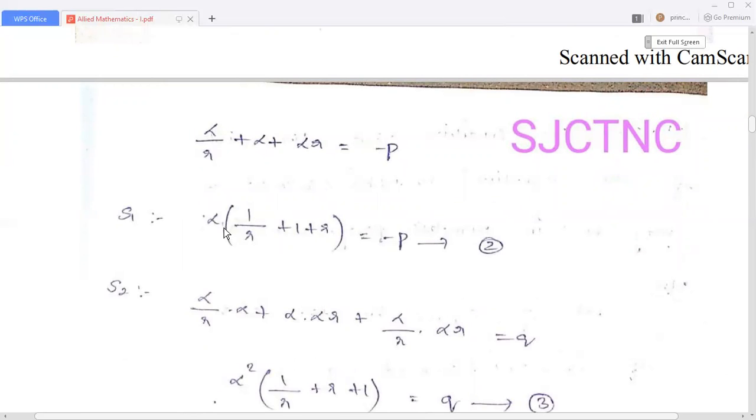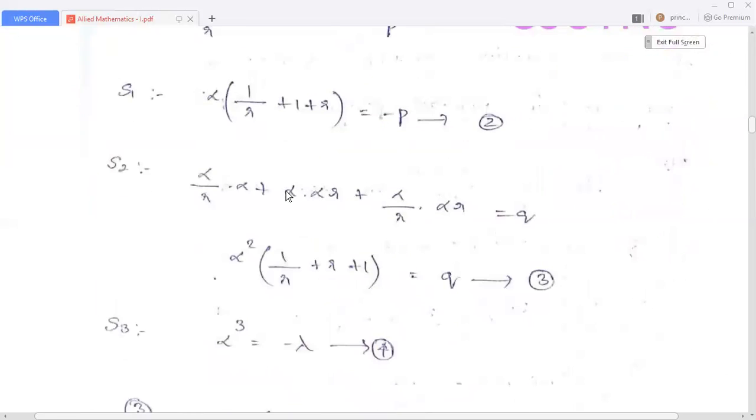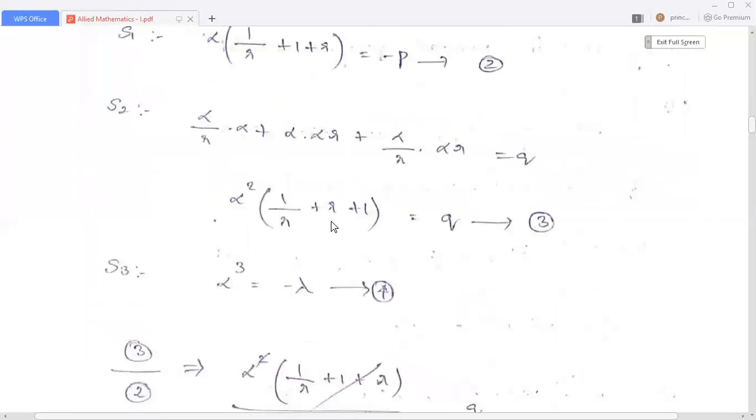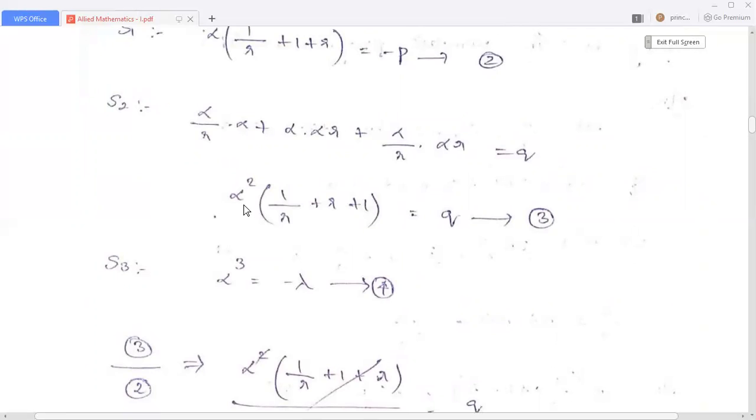So here take out the common element alpha. So we get the remaining values 1 by r plus 1 plus r equal to minus p over alpha. That can be taken as equation number 2. Next we write the sum of product of roots taken 2 at a time. That is S2. So alpha by r into alpha plus alpha into alpha r plus alpha by r into alpha r, that is equal to q. When you simplify this, you get alpha square into (1 by r plus 1 plus r) equal to q. This can be taken as equation number 3.